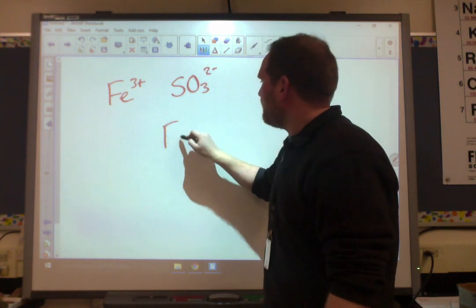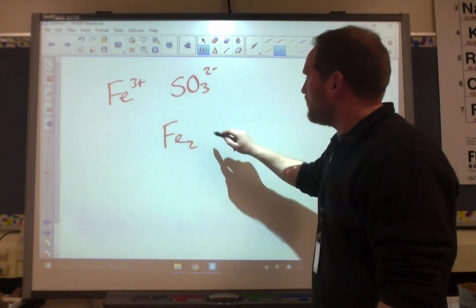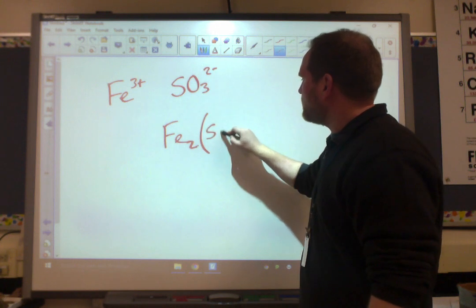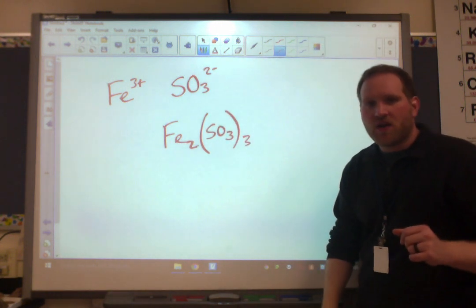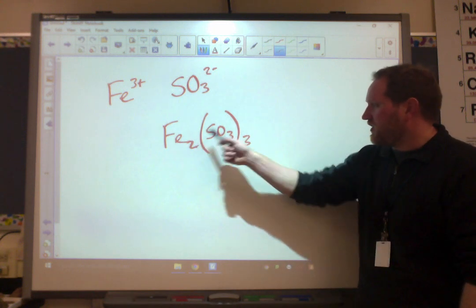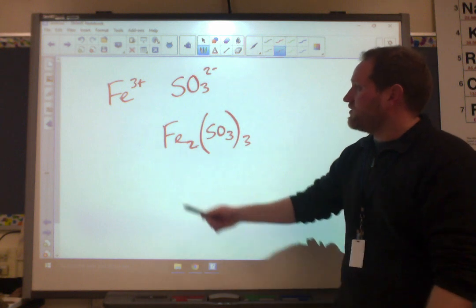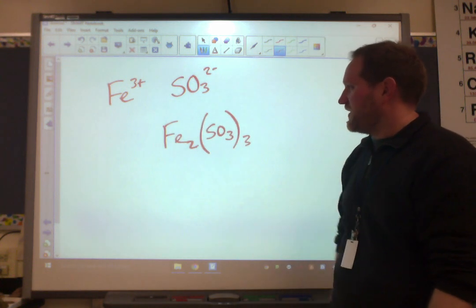So it's going to be Fe2, and then to show that you have 3 sulfites, you put parentheses SO3 close parentheses 3, and that's how it's done. Now when it comes to naming this, you can't say iron sulfite because iron's a type 2 metal. You have to look at the charge, realize it's 3+, and call that iron 3 sulfite.